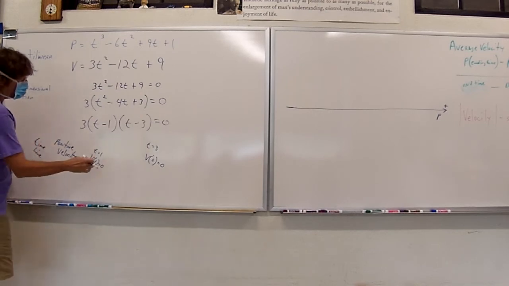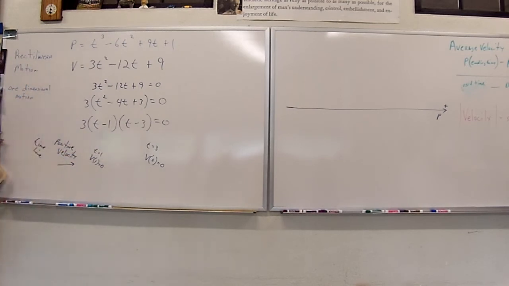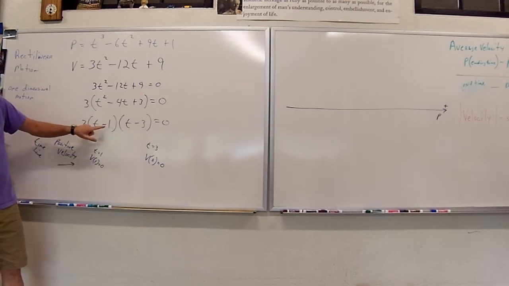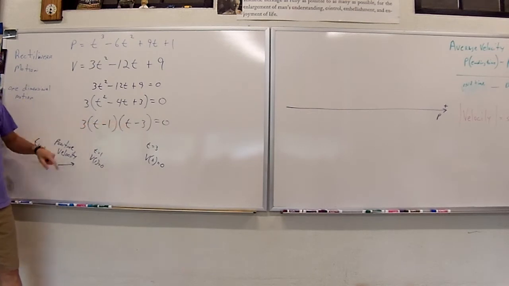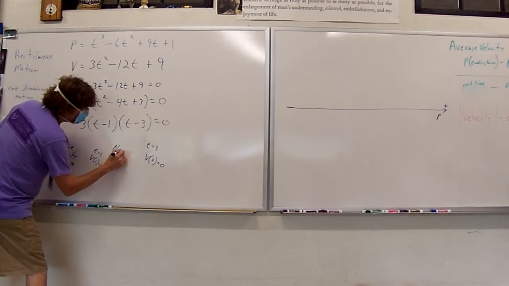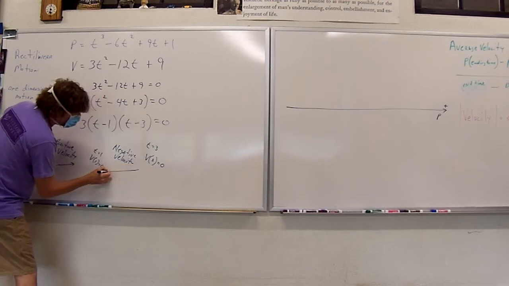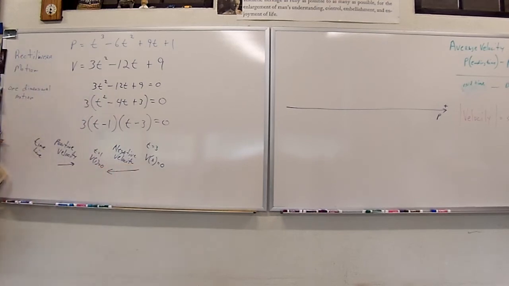All right, pick a time between 1 and 3. 2. Put 2 in there. Testing 2, you're going to get a positive times a negative times a positive, which is a negative velocity. And so it's going to be going which way? That way. So we do know that t equals 1 is where it stopped and turned around.